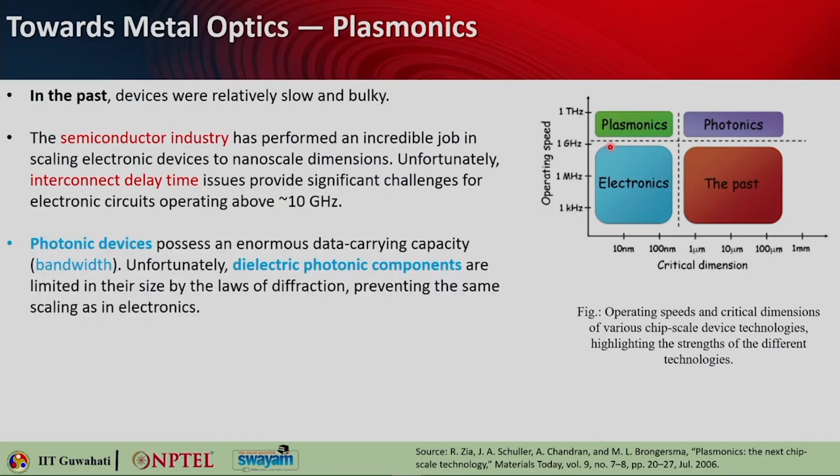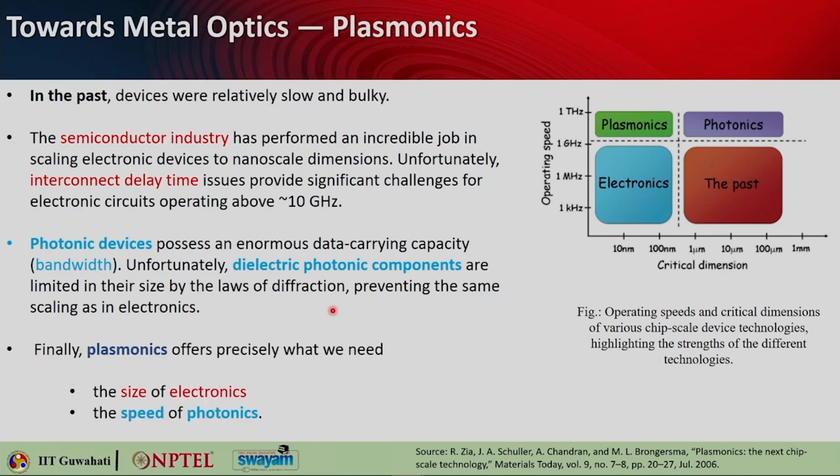So, how do you actually go to larger speed? The way is to go for photonics. Now, photonic devices have enormous data carrying capacity, but unfortunately these photonic components are restricted in miniaturization because of the fundamental diffraction limit of light. So, you cannot scale them as small as electronic devices. Photonic devices cannot be scaled down to nanometer scale because optical wavelengths are on the order of micrometers, right.